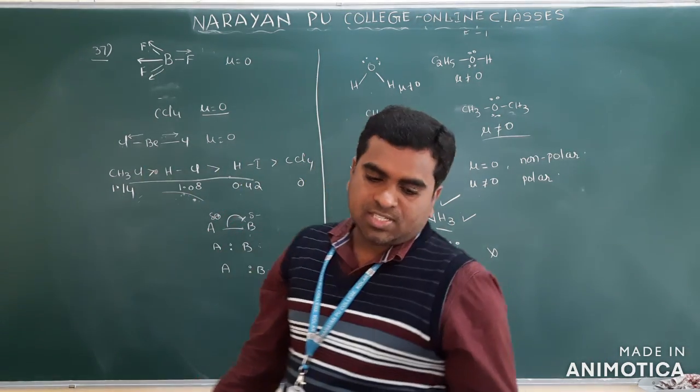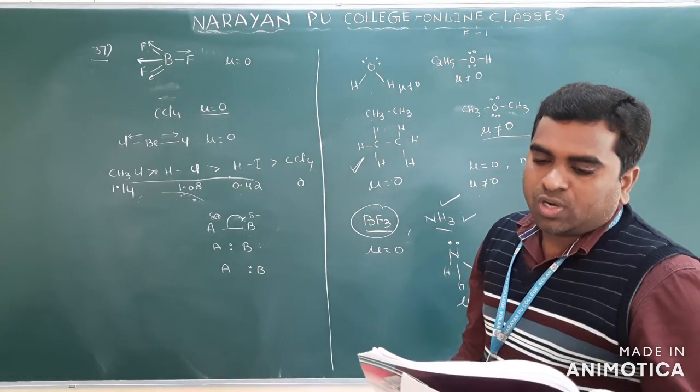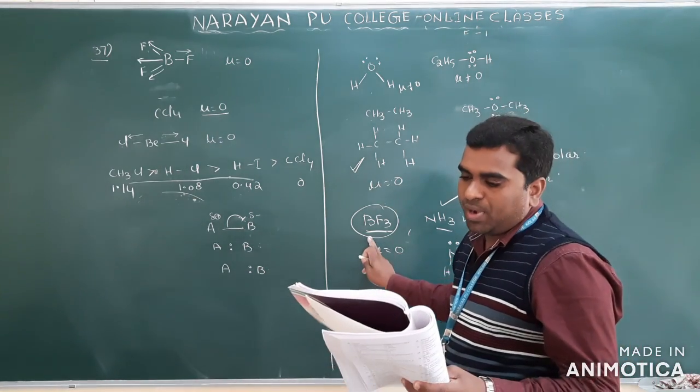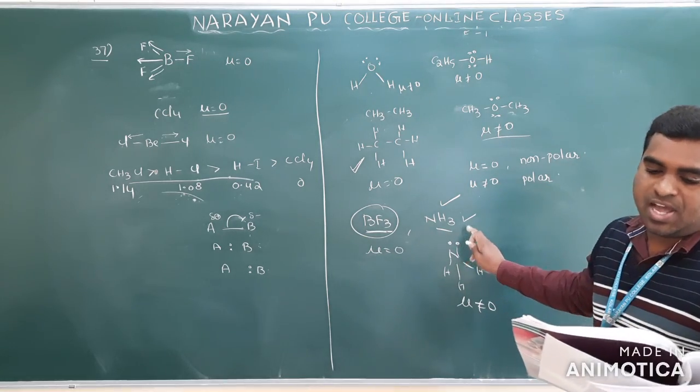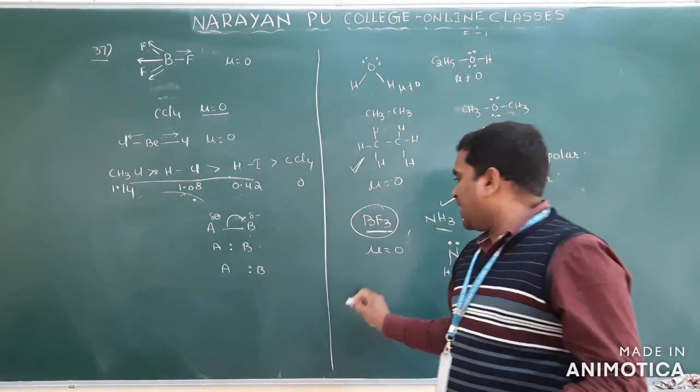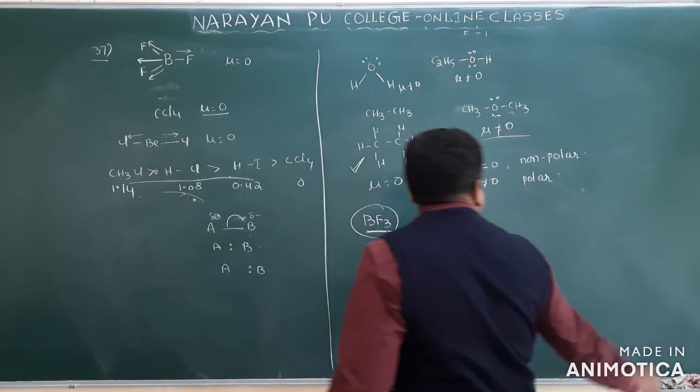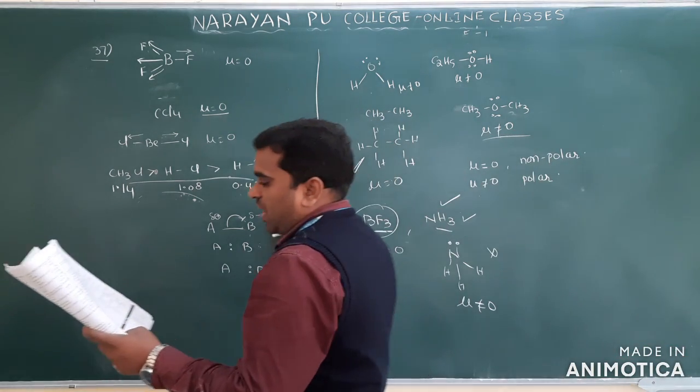So your reason is: one bond has no dipole moment, and the second one has a dipole moment. Option 2 is the correct one. Next one, 43.